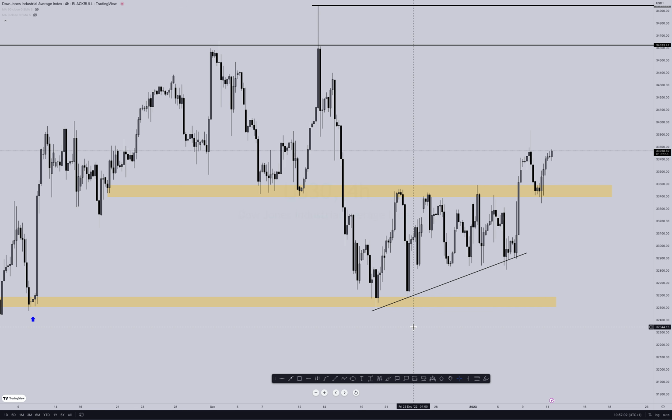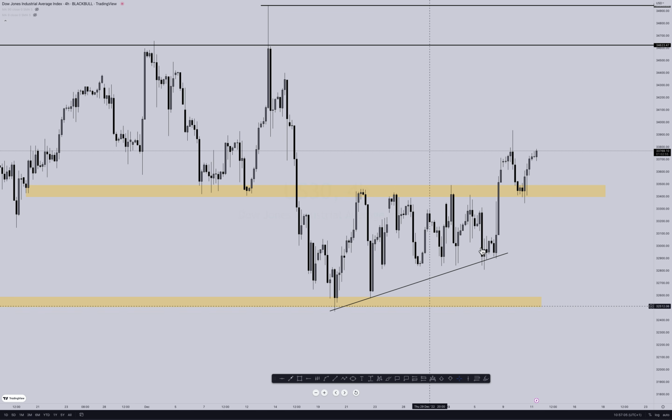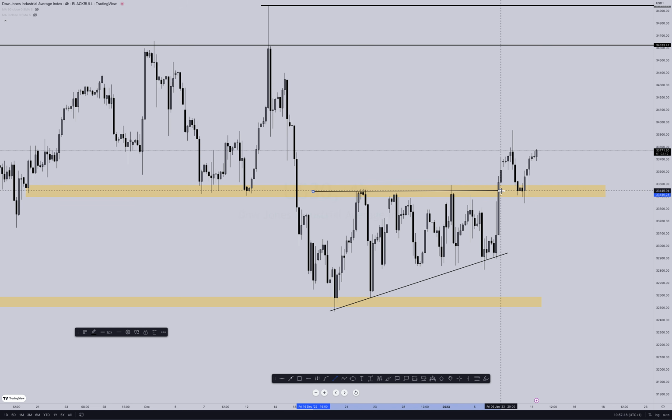That's market structure, or market patterns, right? So the ascending triangle for more buys, and the break of the previous level, which is also resistance at this point, right? So break of this level, this is the resistance level. Break of this level was another confirmation for continuation of buys, right?